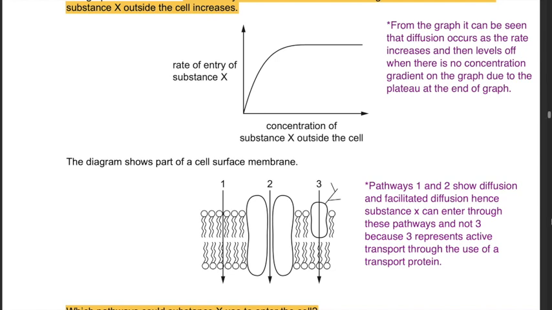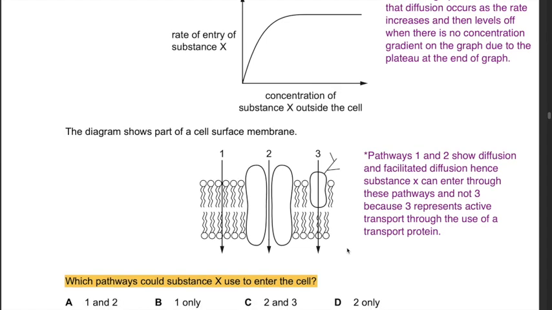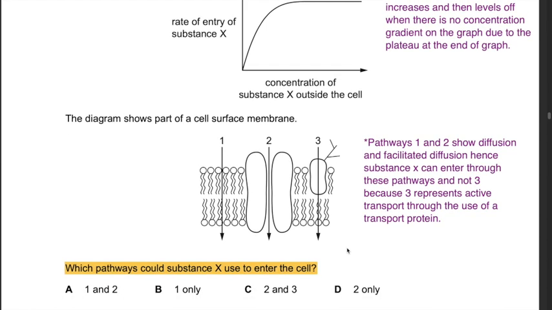Now we know that diffusion is a possible pathway. And what does diffusion basically do? Diffusion is a movement from high concentration to low concentration, that is down a concentration gradient, which doesn't require any sort of energy. It is a passive pathway. So, pathway 1 is definitely diffusion. Pathway 2 is facilitated diffusion because it uses a channel protein. And both facilitated diffusion and diffusion is where the movement occurs from a high concentration to low concentration, that is down a concentration gradient. So, the pathways where substance X could use to enter the cell is 1 and 2 only.